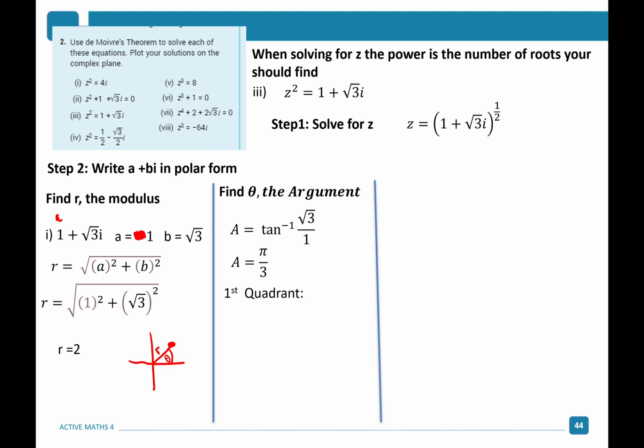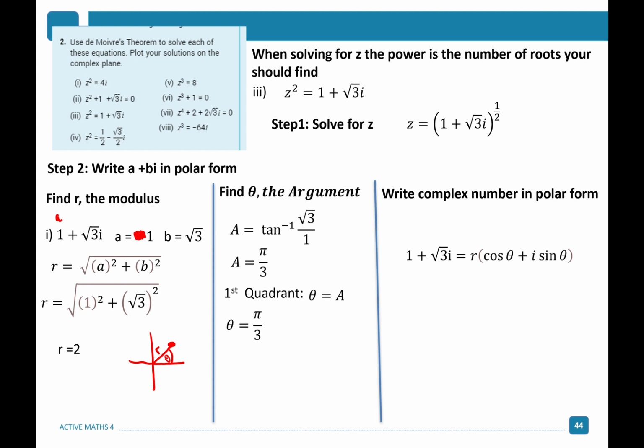We now use this value of alpha to find theta, the argument. Draw up where your complex number is. In this case, our complex number is in our first quadrant, and therefore theta, our argument, is equal to alpha, our reference angle. Theta is equal to pi over 3. We now take these values and write our complex number in polar form. In polar form, 1 plus root 3i will be written as r times cos theta plus i sine theta. Substituting our values in, this gives us our complex number in polar form of 2 times cos pi over 3 plus i sine pi over 3.